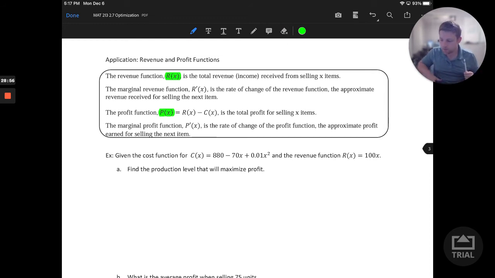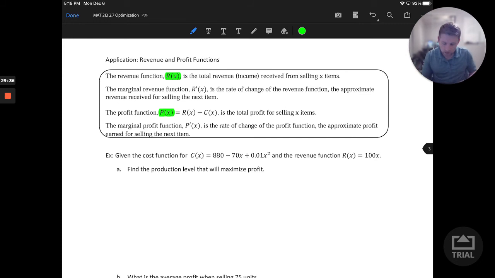So the next question that we're going to consider is looking at this idea of profit. Let's go ahead and take a look at that first. Given the cost function, C of x, and the revenue function, R of x, we want to find the production level that will maximize profit. We're going to get right to it. So we want to know at what production level, that's an x input here, will maximize profit?